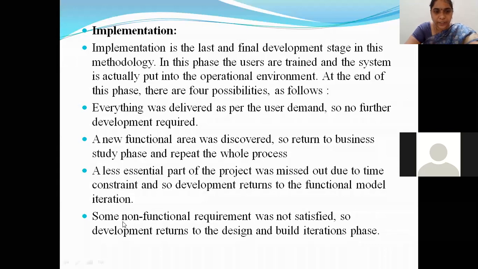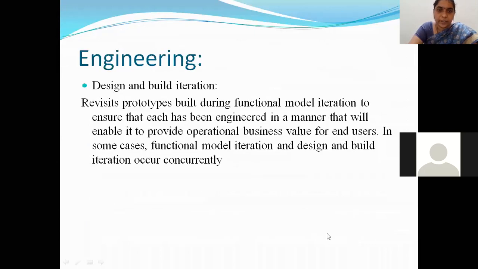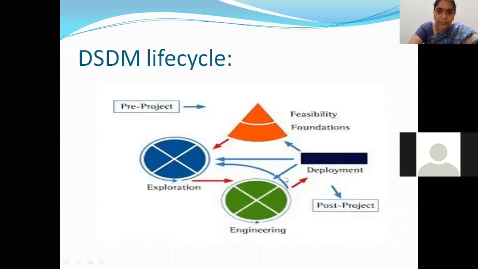So here you identify that some non-functional requirement is not satisfied. Maybe that application is not giving you enough security, so every person is able to access that application. That is not the thing we want, right? So some security feature is missing. Some non-functional requirement is not satisfied. So again, you'll return back to the design and build iteration. Again, ask to include that in the design. Again, you'll develop accordingly. So these four things might happen.